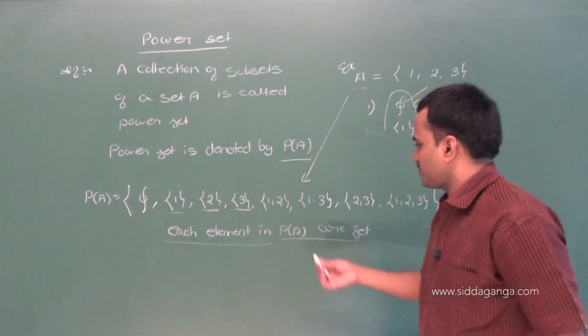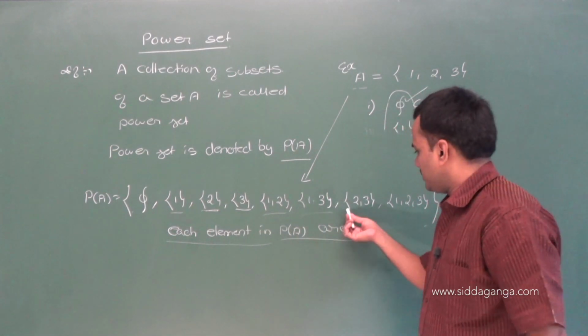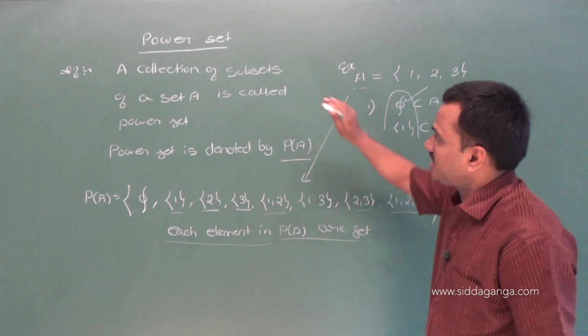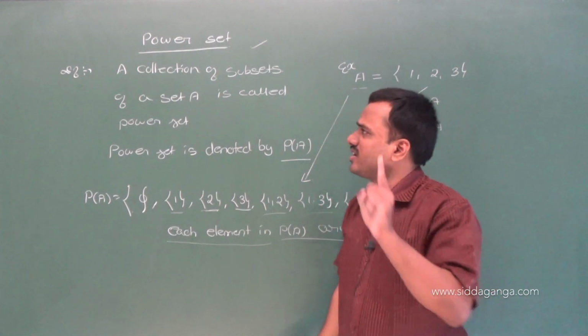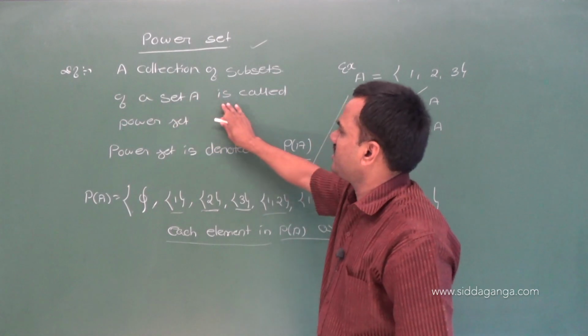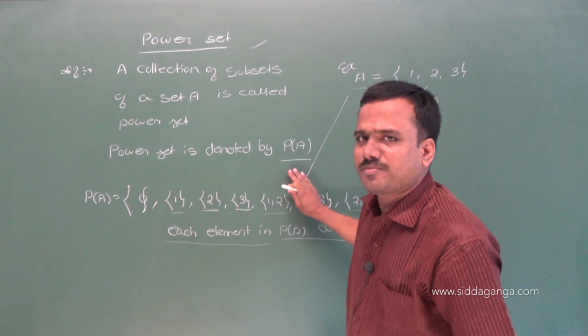A set. So {1, 2}, this is also a set, this is also a set, and this is also a set, this is also a set. Clear? So this is a very important concept. Define power set. A collection of subsets of a set A is called power set. Power set is denoted by P of A.